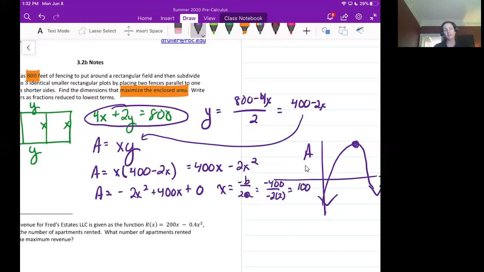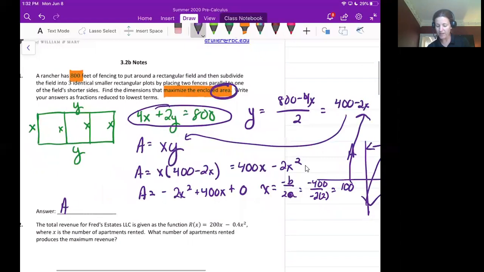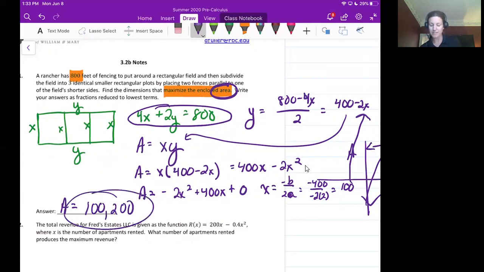What you have to decide here, though, is are we looking for the x value of the vertex, or are we looking for the y value of the vertex? In this case, they asked for the area, so we're looking for the y value. So now we can take 100, plug it in for x, and we get the maximum area is going to be 20,000, and the dimensions are going to be 100 by 200. That's what they asked for, the dimensions that give us the maximum area. So we need x and we need y.